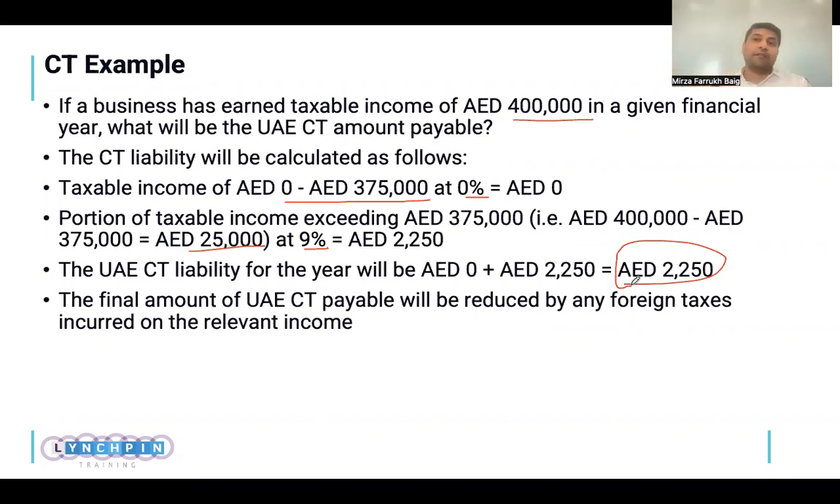Now, once we have done the entire calculation, and if we have paid any taxes in any foreign country with which the UAE has a double taxation treaty, and as per that treaty it is accepted that foreign taxes can be adjusted against the UAE taxes, and you are opting for it, in that case, you can reduce your tax liability here in the UAE by those foreign taxes itself.